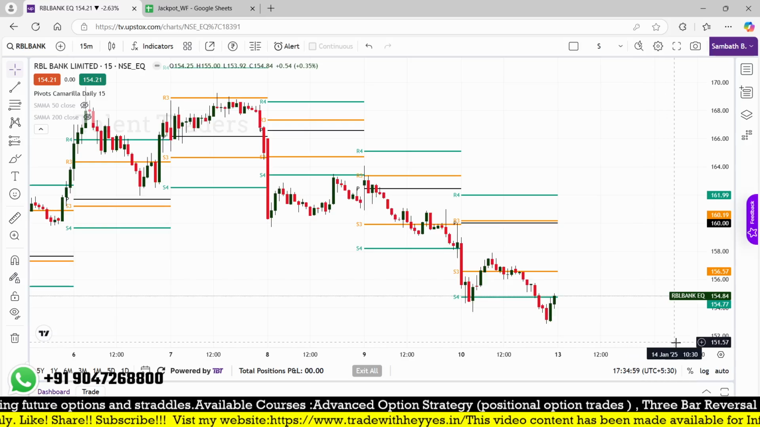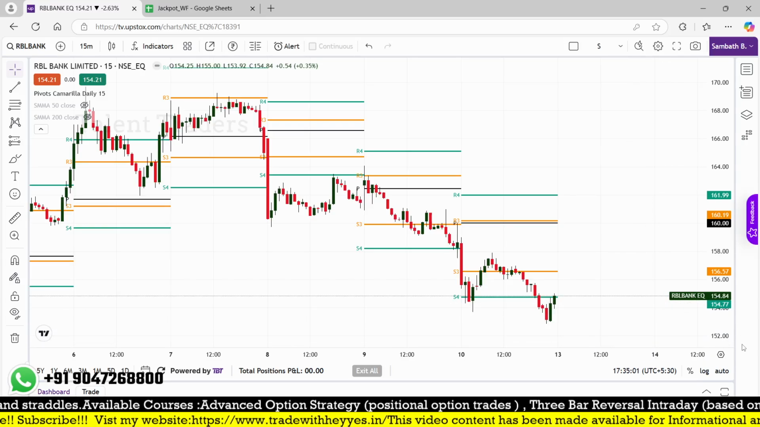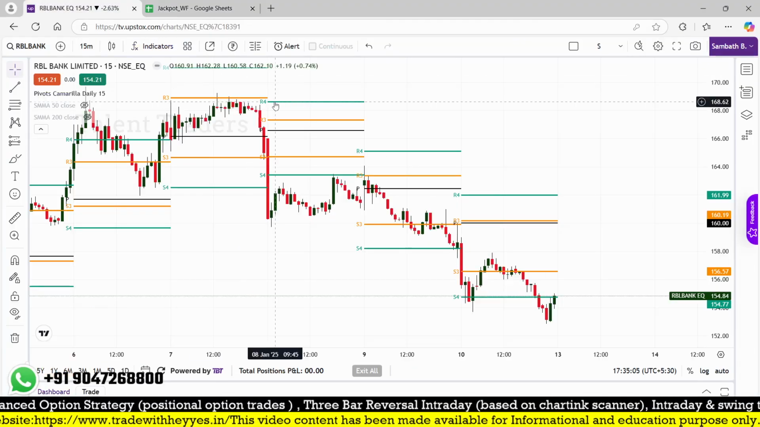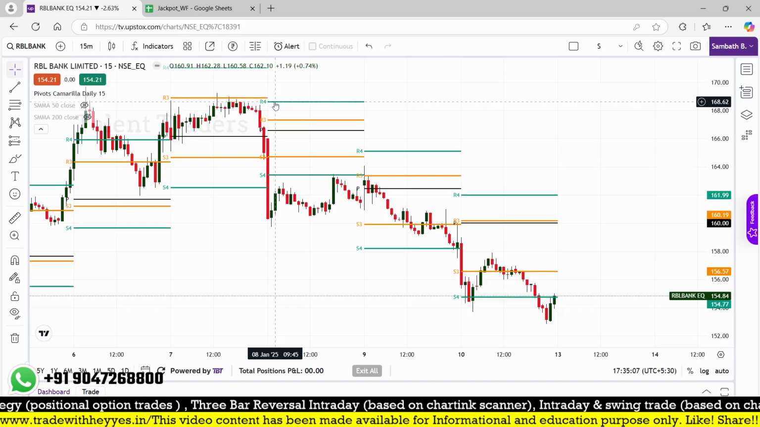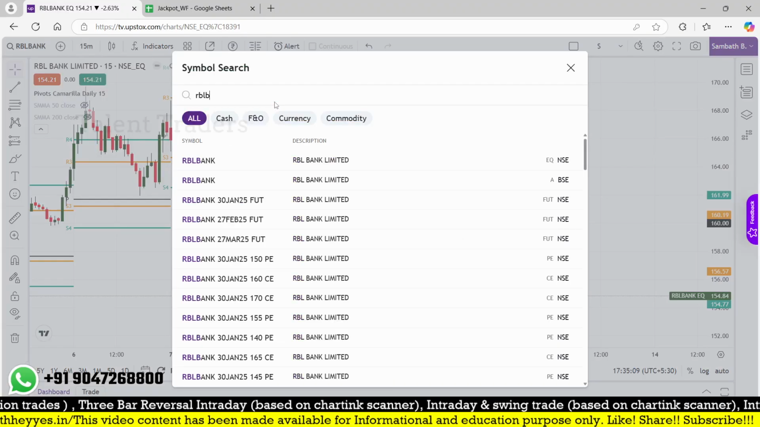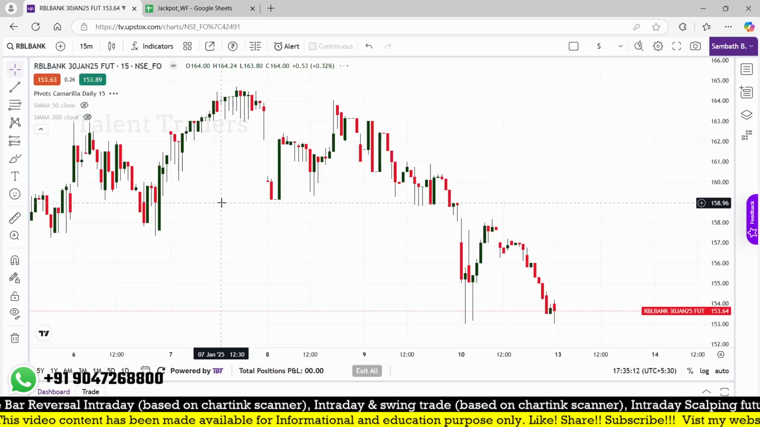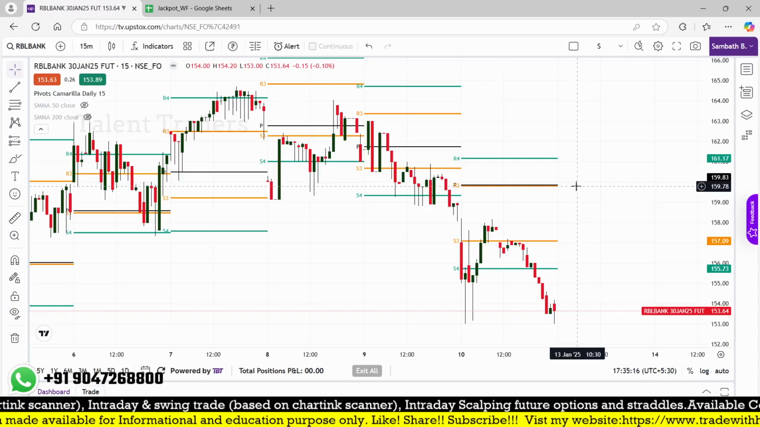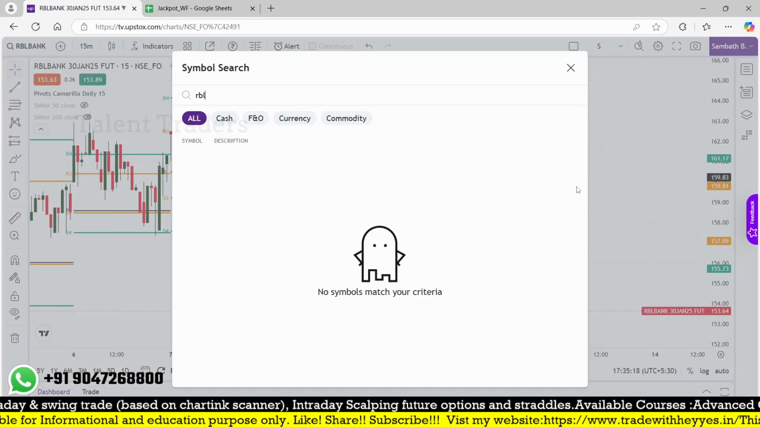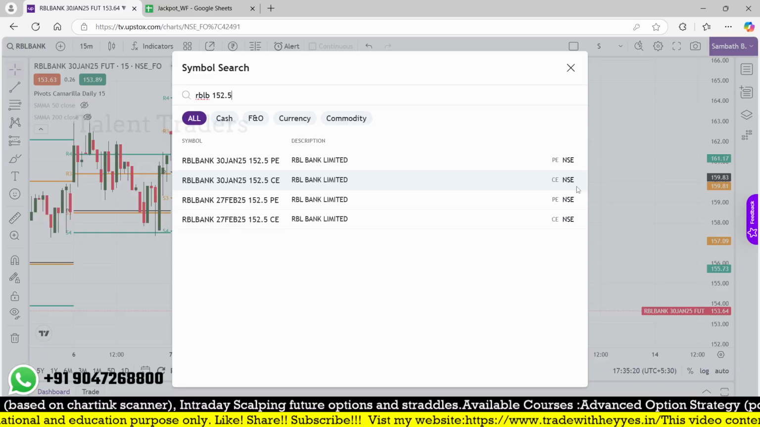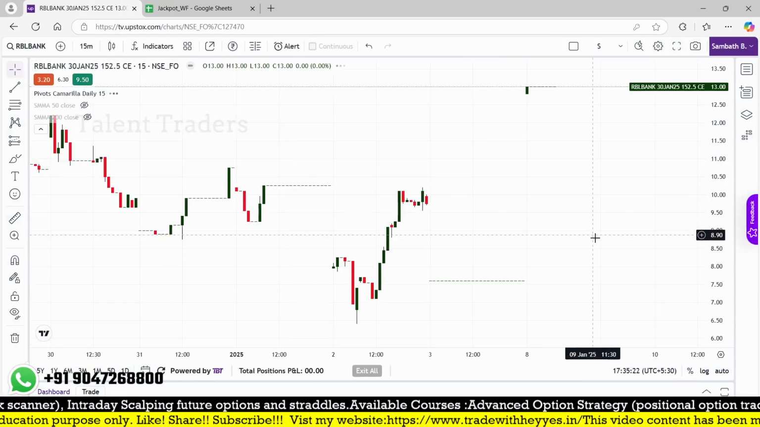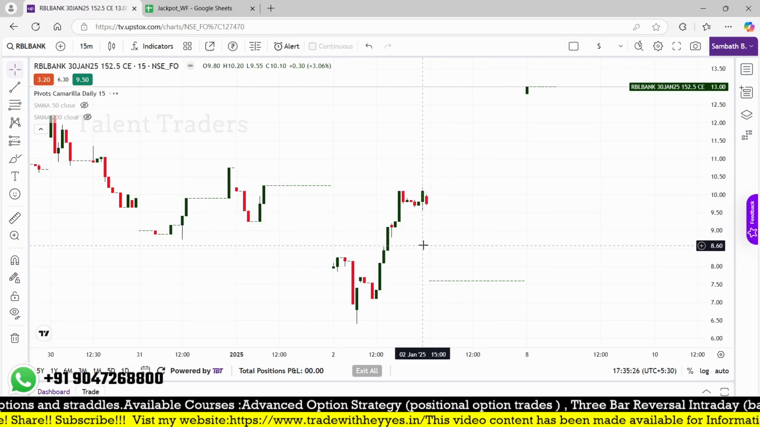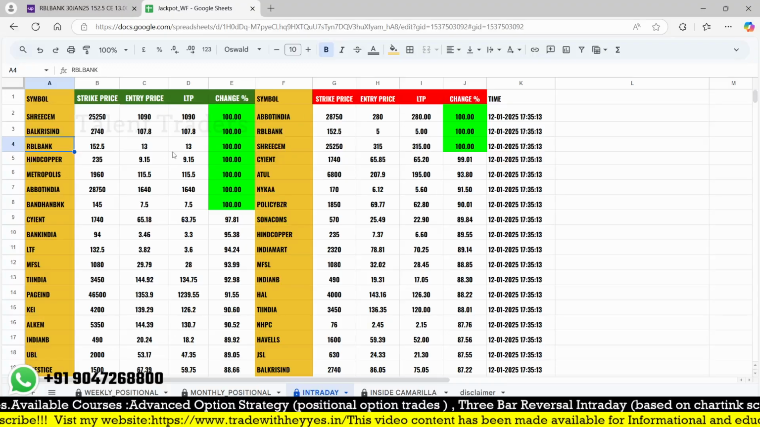The previous closing was 154.84. The nearest strike is 152.5, which I have selected. I am selecting based on the future price. Let me show you the RBL Bank future closing price. It was around 153.64, and the nearest strike price is 152.5. RBL Bank 152.5 should be a call. And if you look, there is no trade happening here, so it is called an illiquid stock. Simply ignore it.